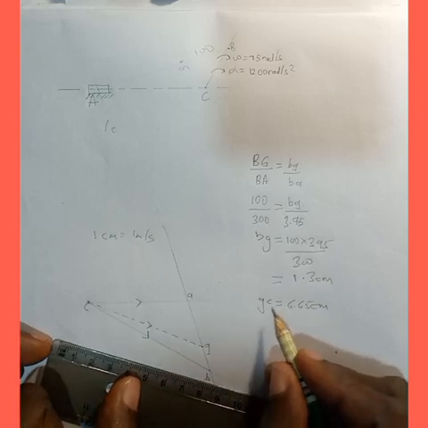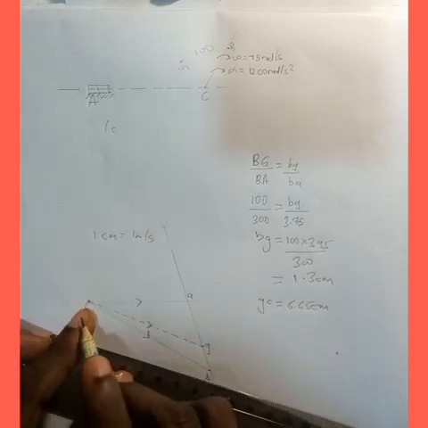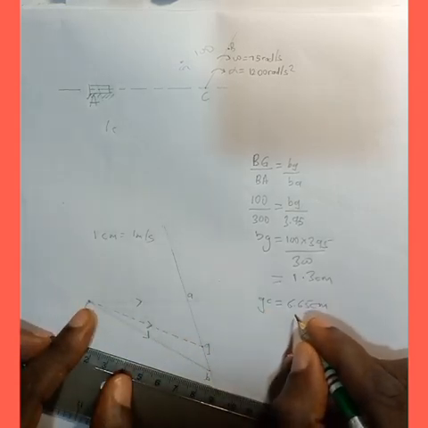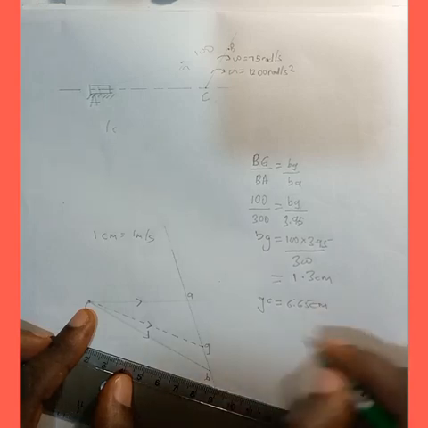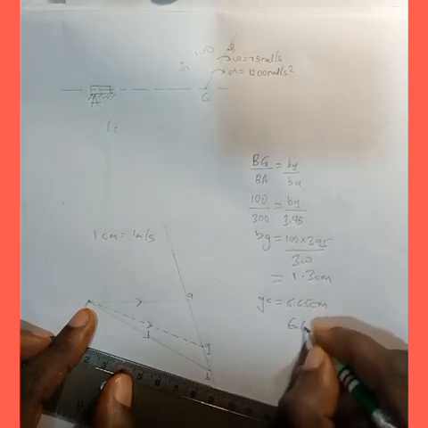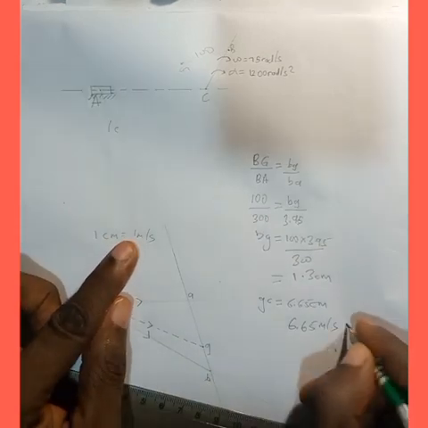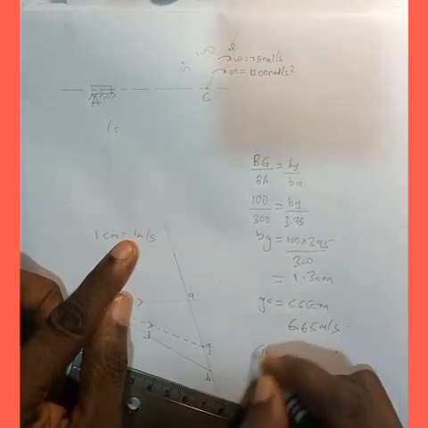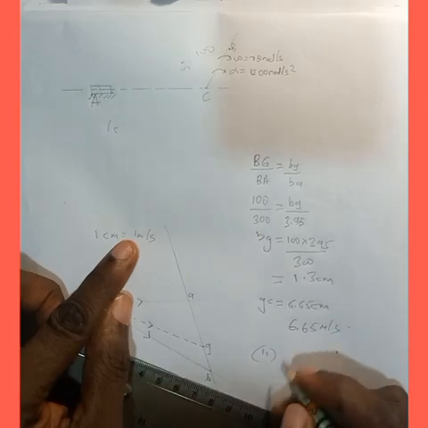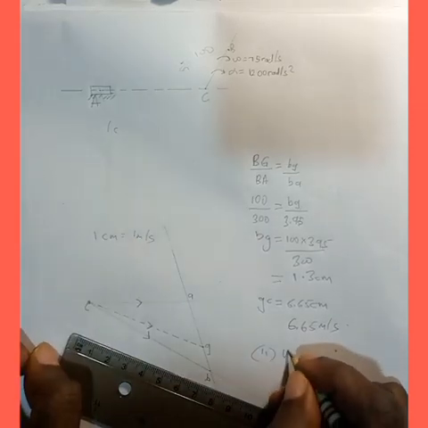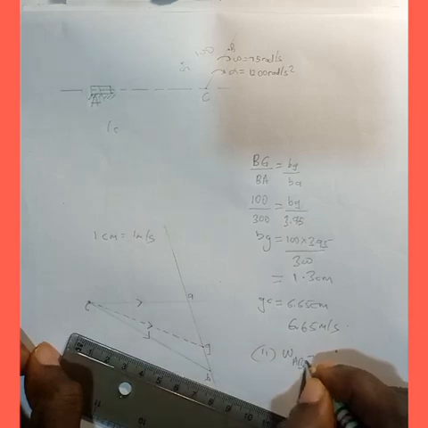So the velocity of G with respect to C is what? 6.65 centimeter. You now convert it back to meter per second. That will be 6.65 meter per second because of the scale we have used. Now going to number 2, we are expected to find the angular velocity of AB.